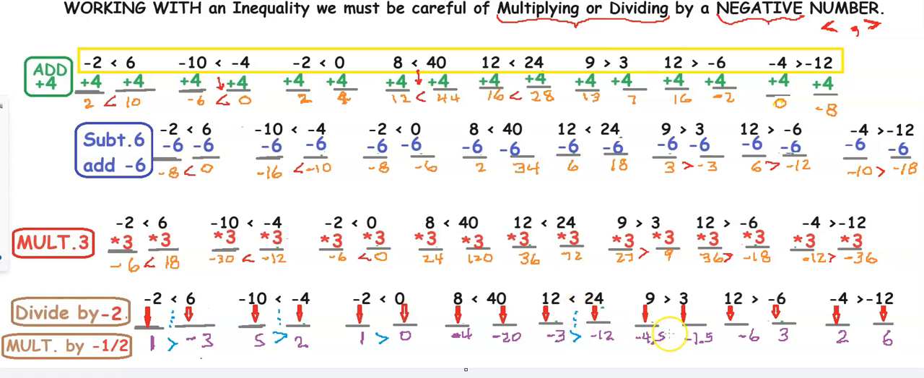Negative 4.5 is less than negative 1.5. Negative 6 is less than 3. So we're switching the direction that the inequality points. We need that property when we start solving inequalities.